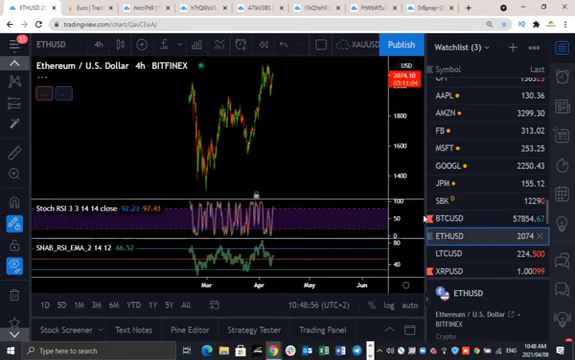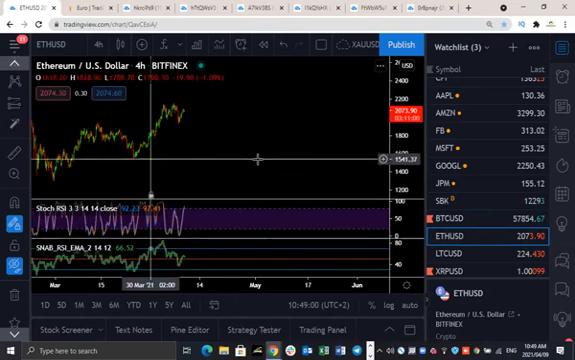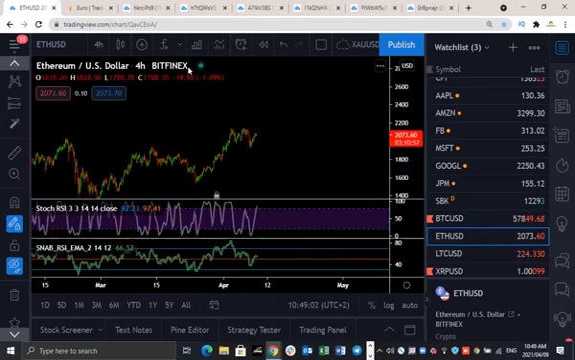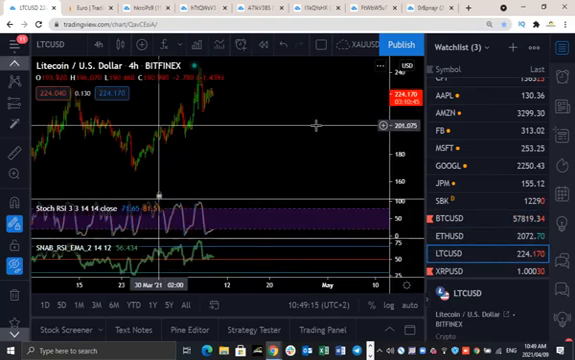Ethereum. Ethereum also convincing for a move to the upside. We are above 50, but we're not above this correction. We need to see that above the correction for us to confirm upside. So let's keep an eye on this.